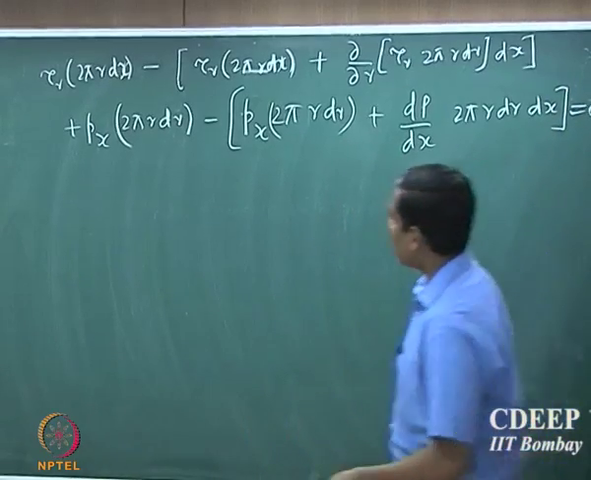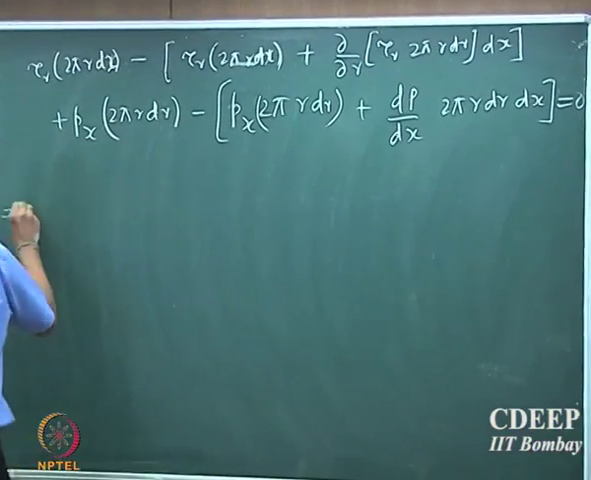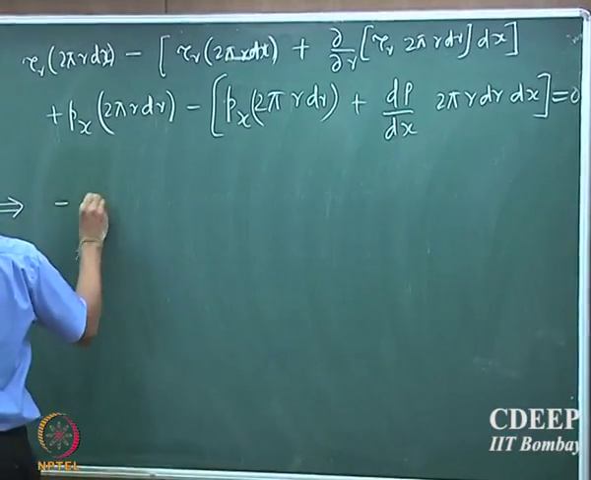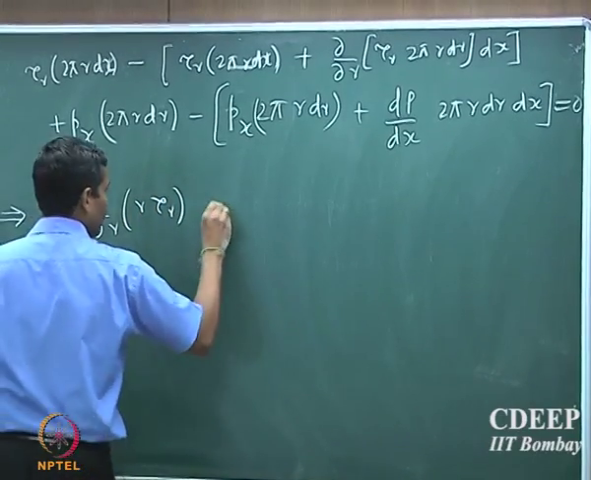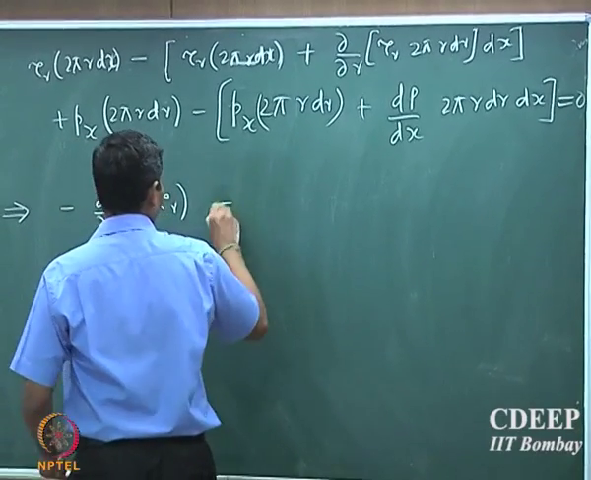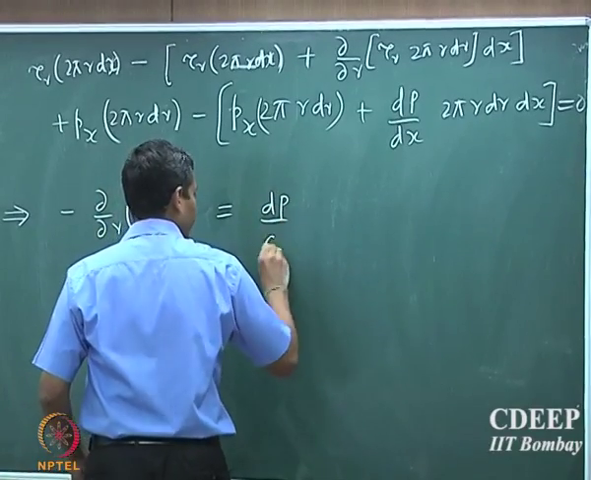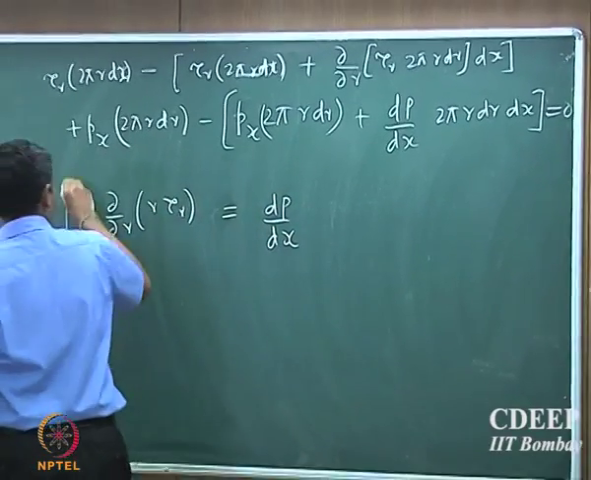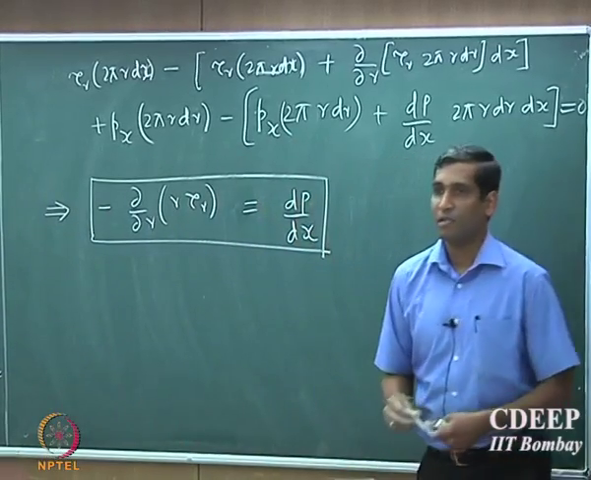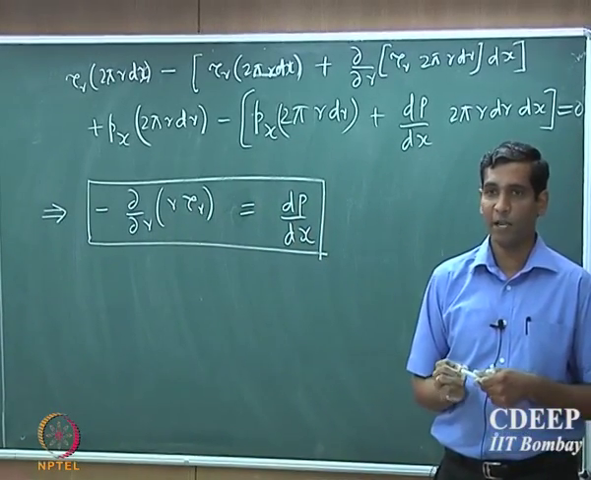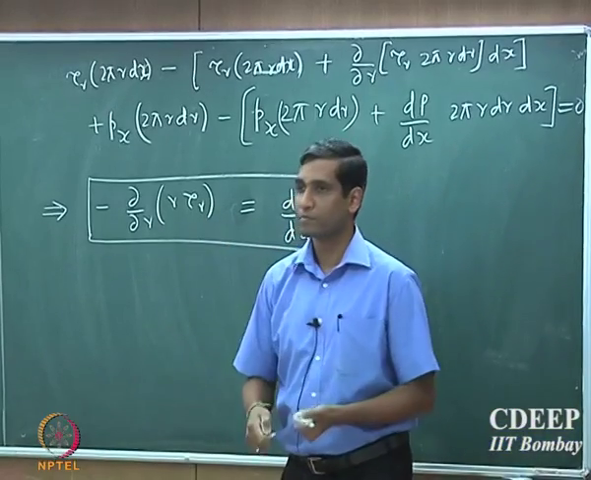Okay. So now, that will be minus d by dr of r into tau r, plus that should be equal to dp by dx. So that's the force balance. That's the force balance. Okay. What is tau r?